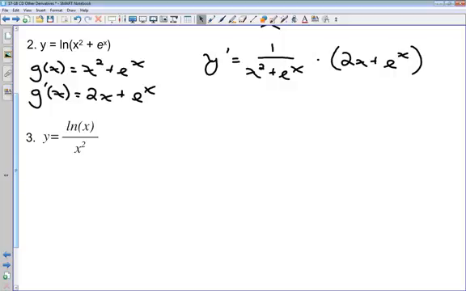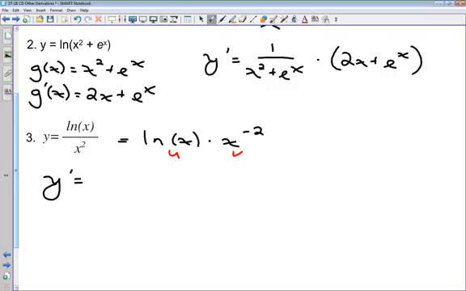We could rearrange it so it would look like ln of x times x to the negative 2. And Lynn has already told us that we're going to use the product rule to do our derivative. So our two functions: u is ln x, v is x to the negative 2.